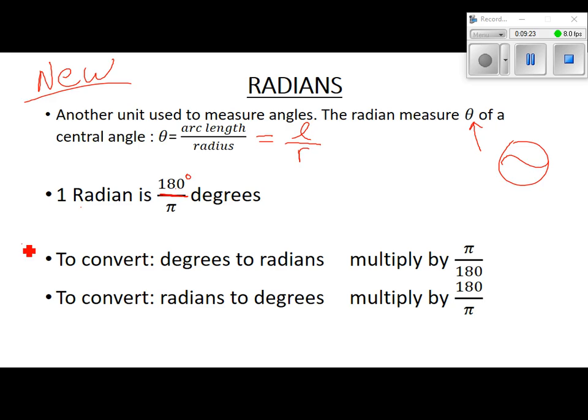The main things to remember here on this slide are how to convert it. So if we're going from degrees to radians, all you do is you take your degrees number, whatever that is, and you multiply it by pi over 180. And if you're going from radians to degrees, then you multiply by 180 over pi.